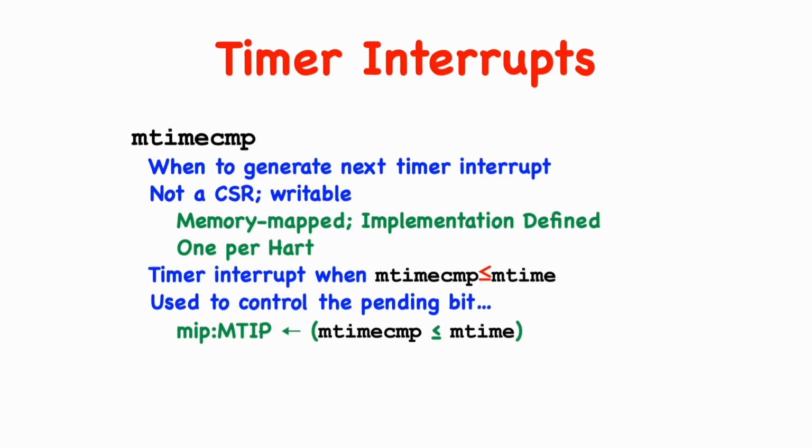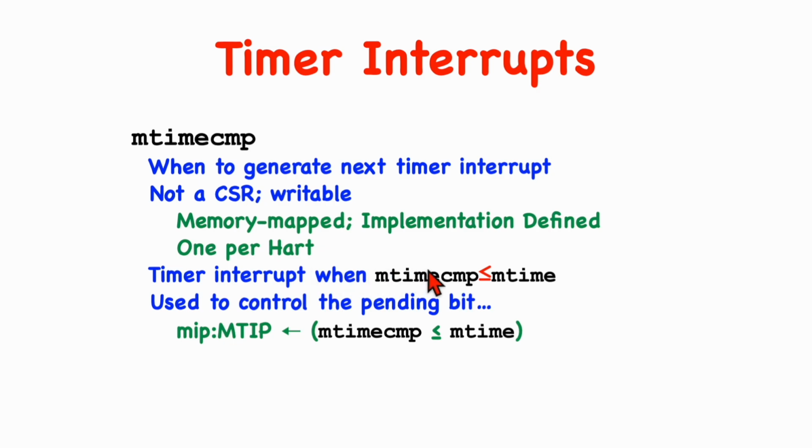There is also specified to be another register named mtimecmp, which tells when to generate the next timer interrupt. Like mtime, this is not a control and status register, and details are left to the system designers. However, mtimecmp is writable, and now there is one per core, or more accurately, one per hart, since each hardware thread is scheduling its own timer interrupts individually in isolation from the other harts.